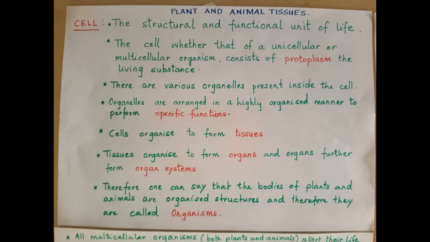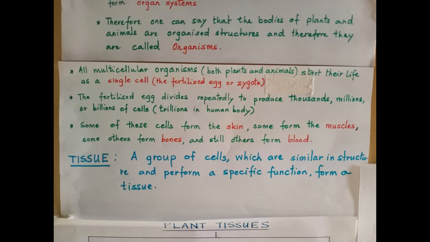Therefore, one can say that the bodies of plants and animals are organized structures, and therefore they are called organisms. So why are they called organisms? Because the bodies of plants and animals are organized structures. All multicellular organisms, both plants and animals, start their life as a single cell. I repeat again, as a single cell.